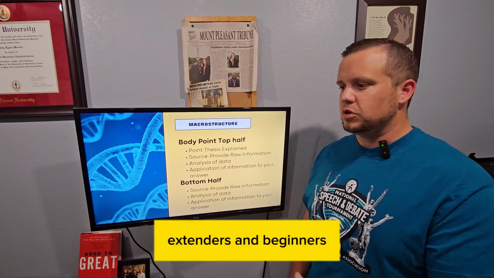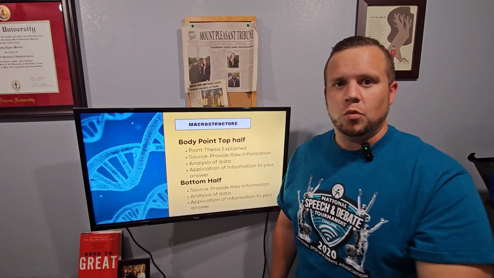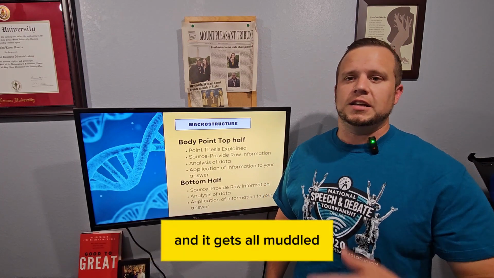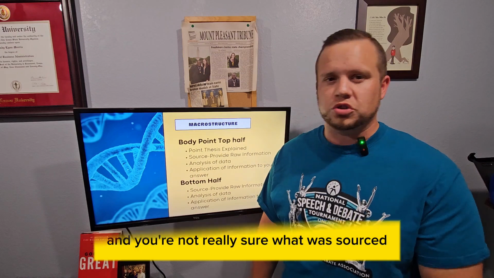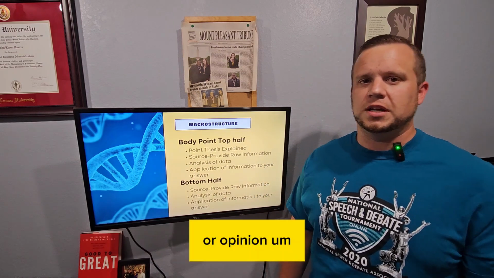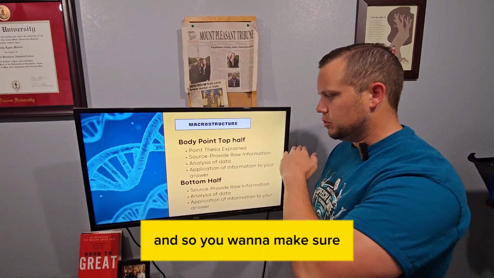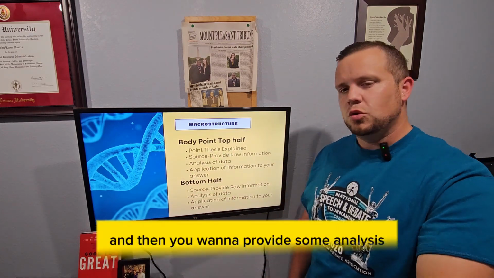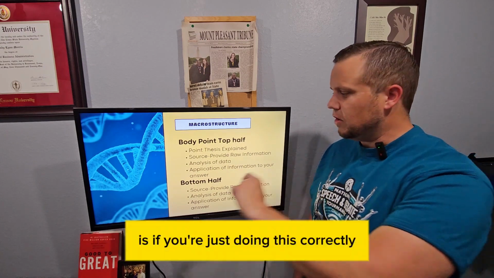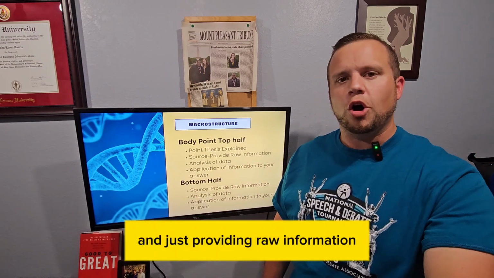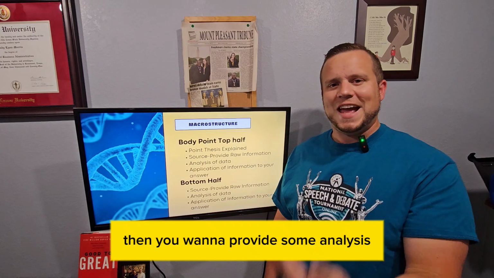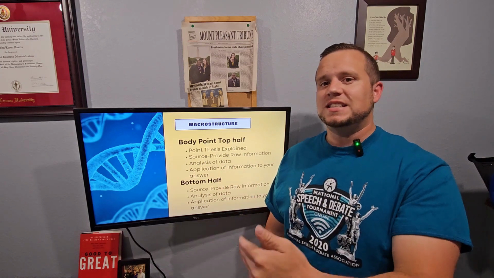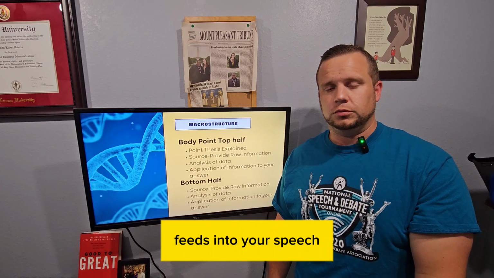Okay, a lot of extempers and beginners just kind of waffle and meander through this information, and it gets all muddled, and you're not really sure what was sourced and what was their analysis or opinion. And so you want to make sure, check in the box, point thesis explain, source, and then you want to provide some analysis. If you're just doing this correctly and just providing raw information, then you want to provide some analysis on how that information feeds into your speech.